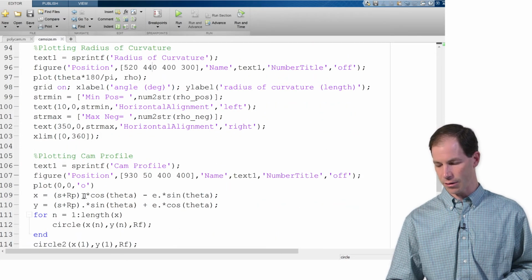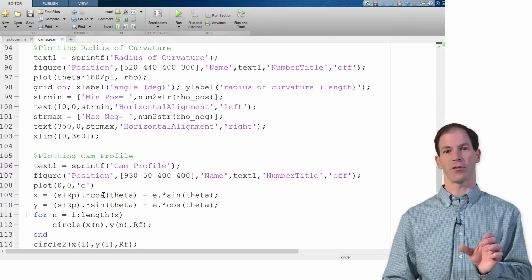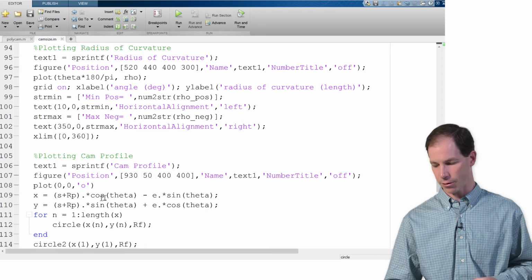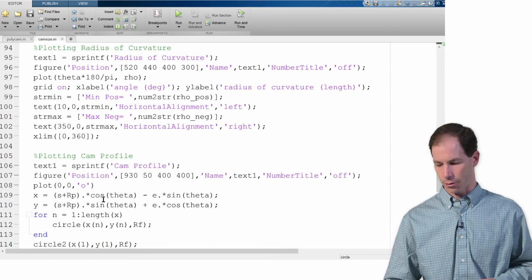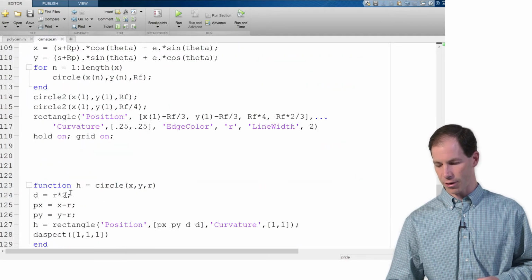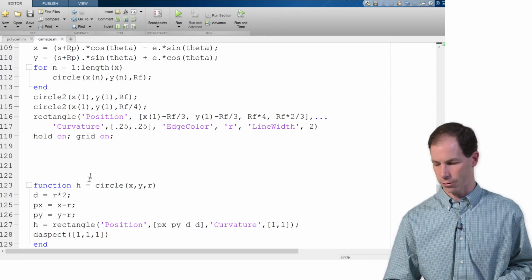And the way I do this is I basically just look at what are the positions of this in Cartesian space and then use my rotation operators that we've used previously, and that's what this cosine of theta and sine of theta is doing. And I plot those, and I use these circle commands, which is basically a couple of functions that I have built in here that are using the rectangle command to create circles for all those locations.